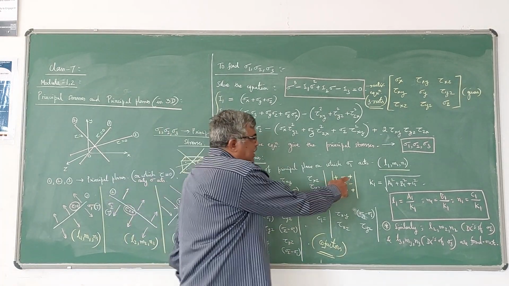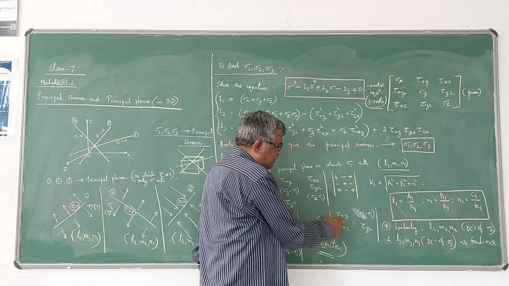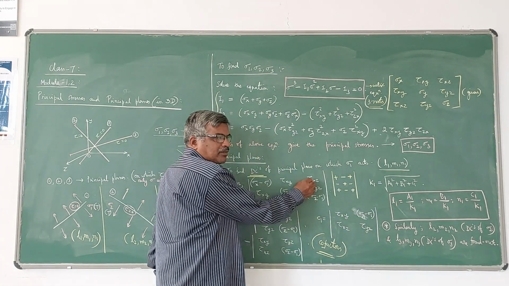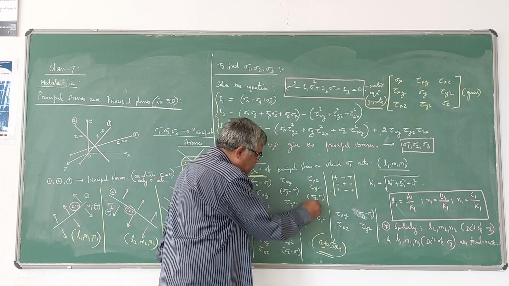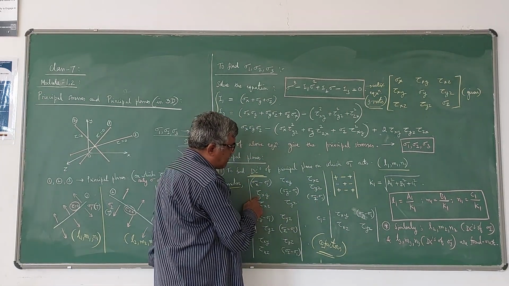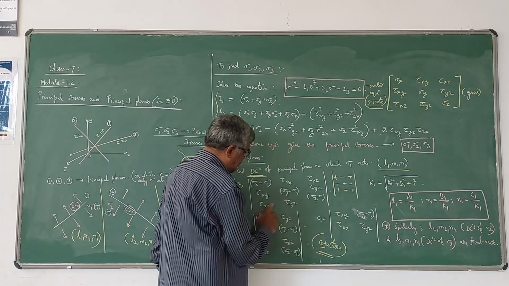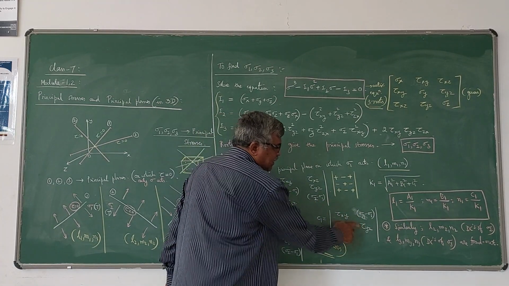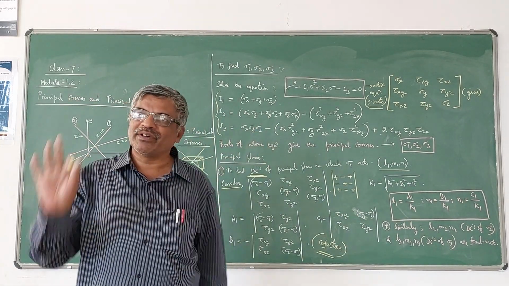C1 gets positive plus sign. C1 is needed for this. Remove this column, this row, so you will be left with tau xy, sigma y minus sigma 1, tau xz and tau yz. Correct? That is your C1.